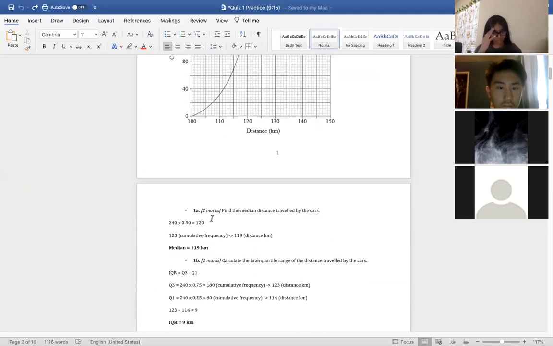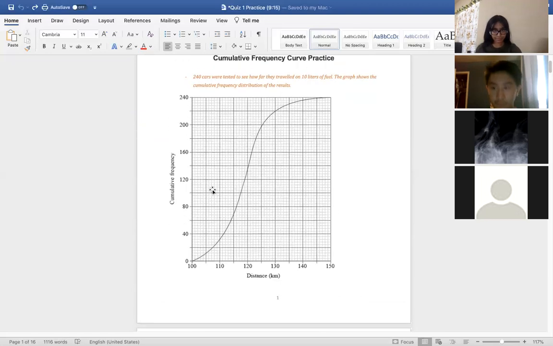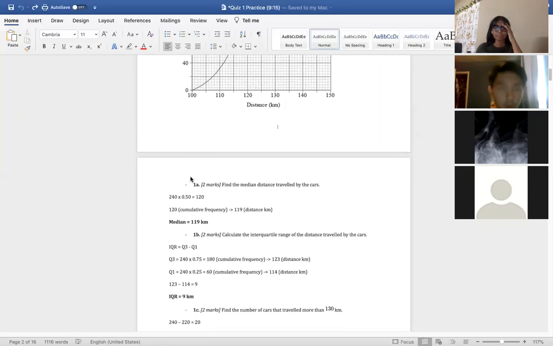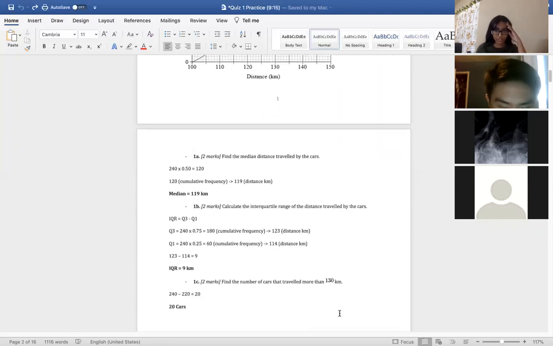I have no idea. Okay, I need a second. Okay, so 130 would be around here. Okay, does anyone know? I think I'm stuck. Can you show the problem again? Yeah, sorry. So find the number of cars that traveled more than 130. Oh, I'm looking at the wrong spot.